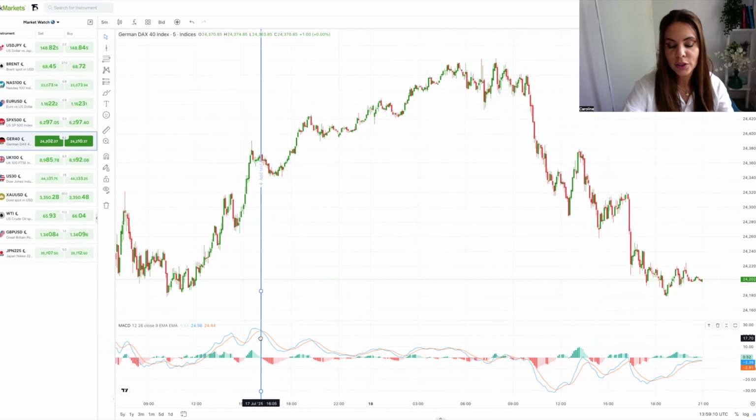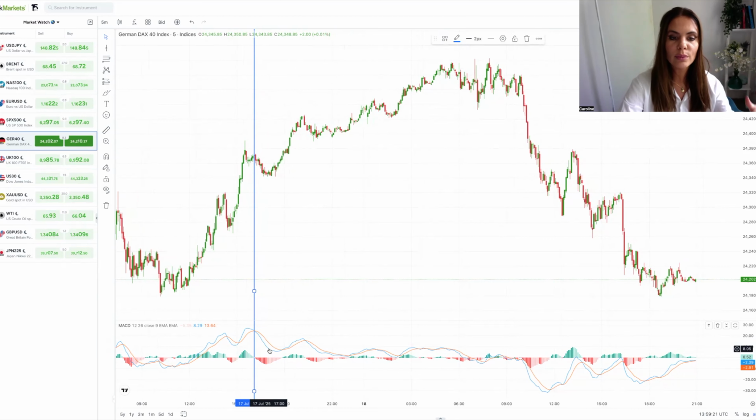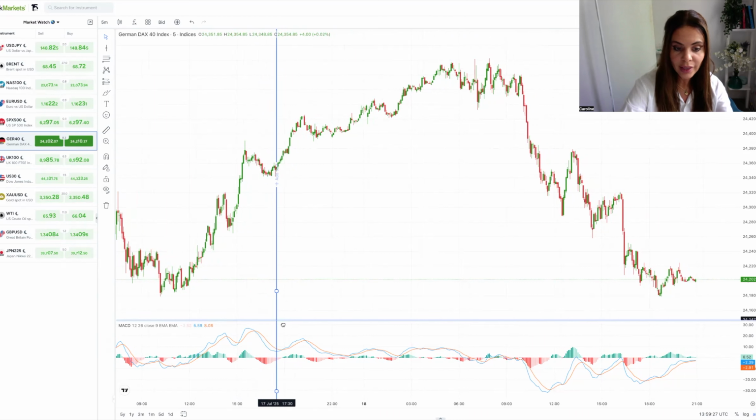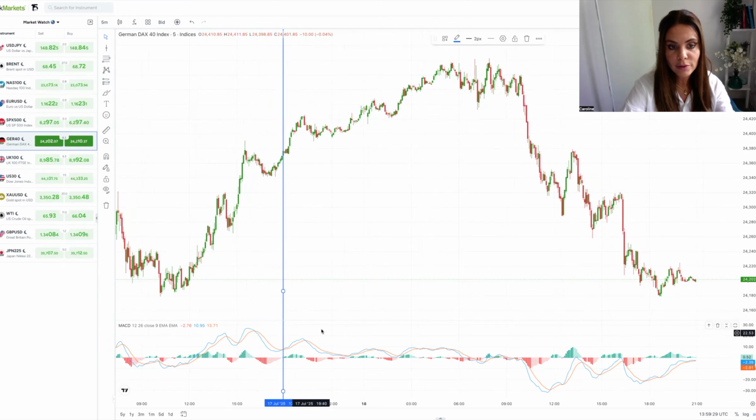Traders will also use the crosses on the lines to help them make decisions. So for example, when the blue line crosses underneath the red line, that can be seen as a bearish sign. And when the blue line crosses above the red line, that can be seen as a bullish sign.